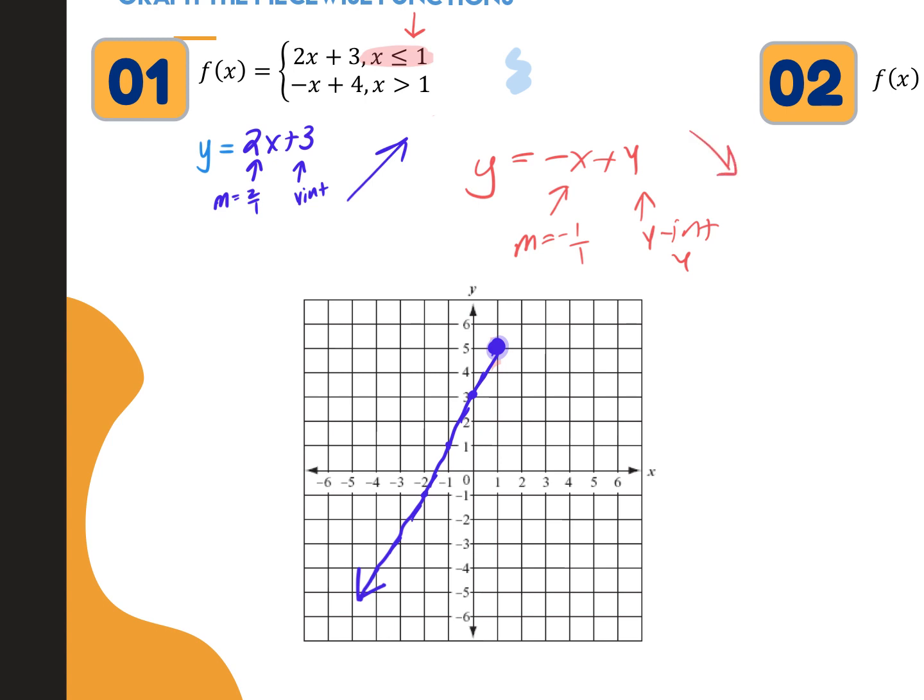Remember, my line is going to go downwards. So I'm going to go up here to 4, and I'm going to go down 1 over 1, down 1 over 1, down 1 over 1. You guys with me? Up 1 over 1, up 1 over 1. So where on this line do I want to keep, and where do I want to erase?